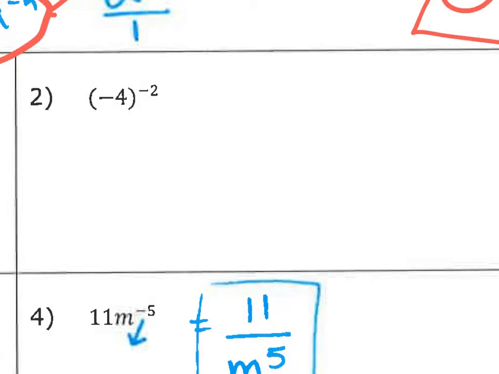Taking a look at problem number 2. Problem number 2 is a little tricky. Because of the parentheses, this negative 4 is our base, meaning it's all raised to the negative 2. So I have a negative 2 exponent. That negative exponent tells me I need to change its location. It's in the numerator right now, so I'm going to take it and drop it to the denominator. Notice that when I drop it to the denominator, the exponent is no longer negative.